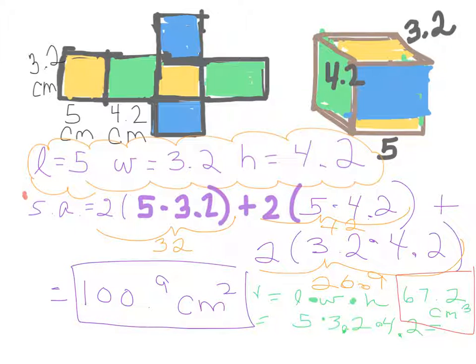So again, for volume, all I have to do on a rectangular prism is just multiply all of the attributes together. Length, width, and height. 5 times 3.2 times 4.2. When I multiplied that all together, I got 67.2. Now, if you want to try to estimate this in your head, what you could do is you could say, okay, 5 times 3 is 15. And then 15 times 4 is 60. So I got 67.2. So I found out that my answer is reasonable.